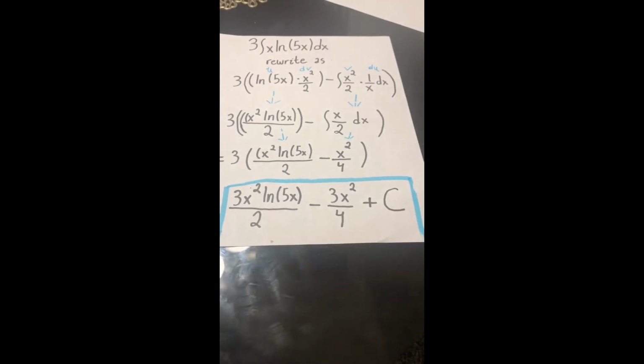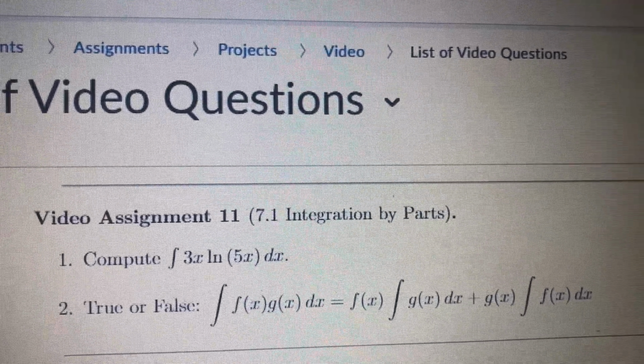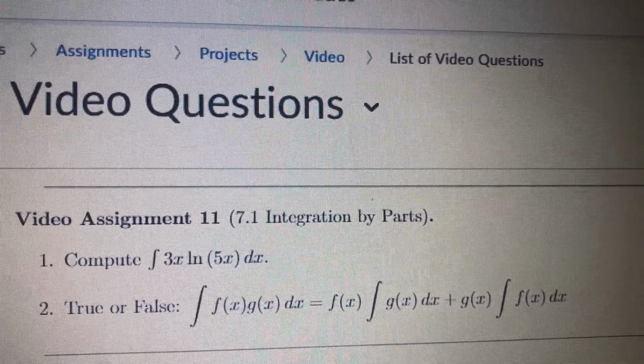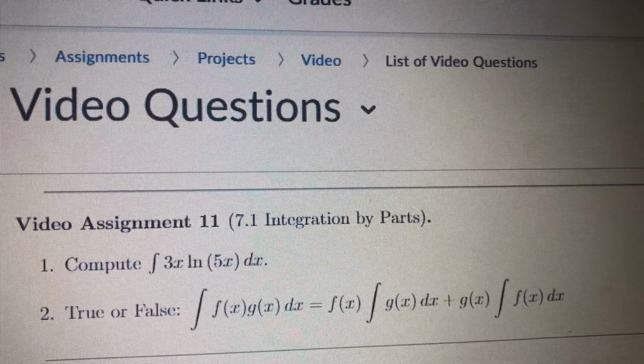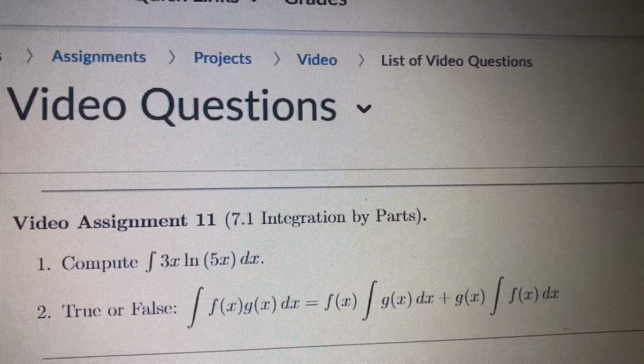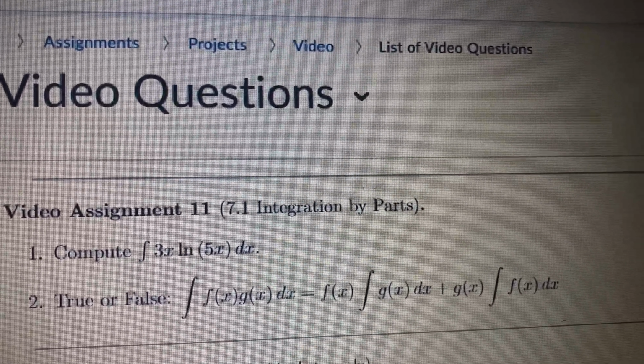And that's what we're left with. Okay, so moving on to the second part of the video assignment 11. For number 2, we have true or false. The integral of f of x g of x is equal to f of x integral g of x plus g of x integral f of x. And we're integrating in terms of x for all of them.